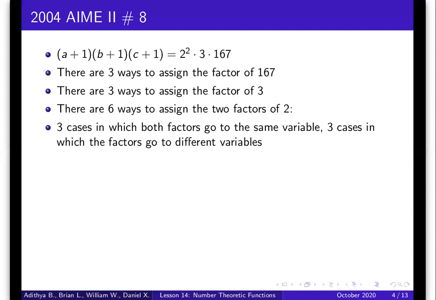Now these cases are independent. So how we assign the factors of 2 doesn't affect how we assign the factor of 3. And so we can just multiply to find the total number of ways we can pick a, b, and c. So 3 times 3 times 6 is 54. Does anyone have any questions about this?